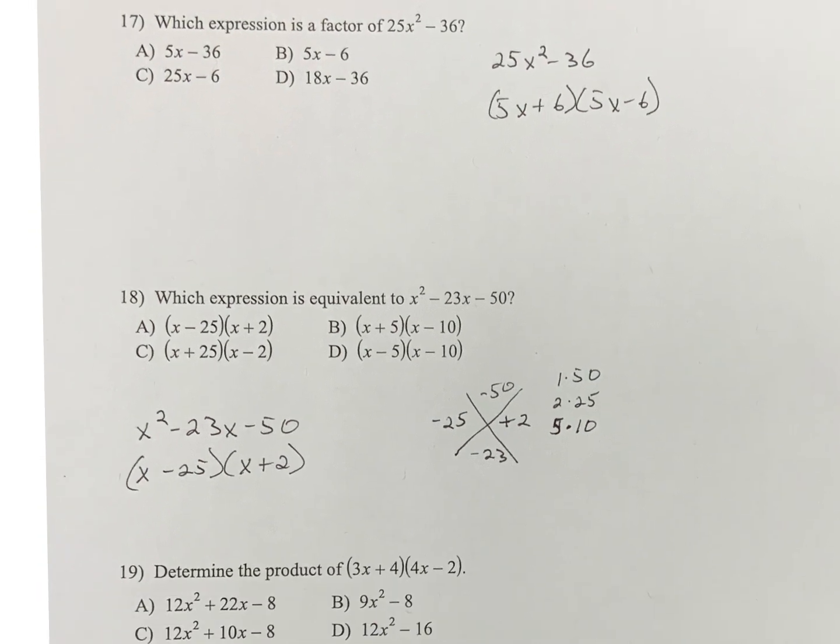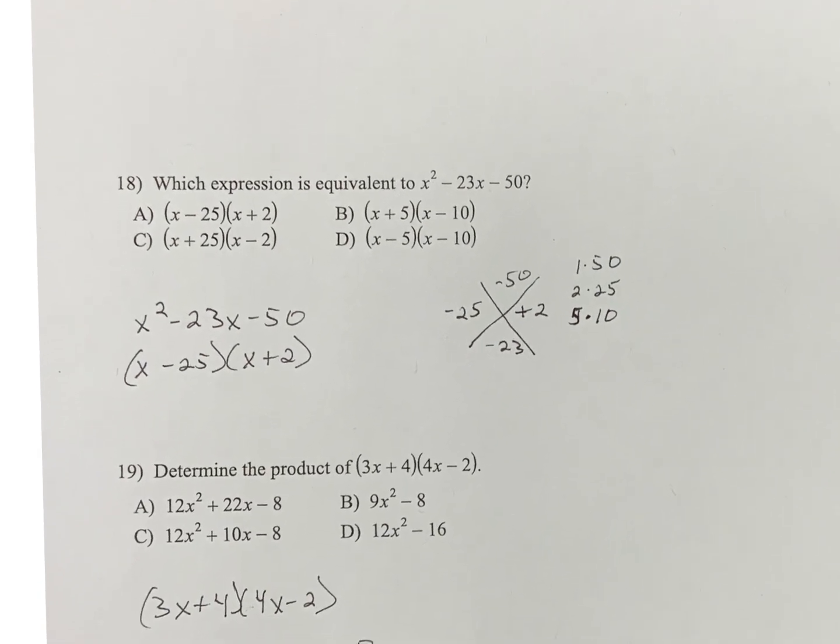All right. And number 18, again, it's a multiple choice question. You're actually asked which expression is equivalent. So one of these sets of binomials, basically if you find the product of all of these, one of them should be this. Or you could just remember how to factor this. X squared minus 23x minus 50.